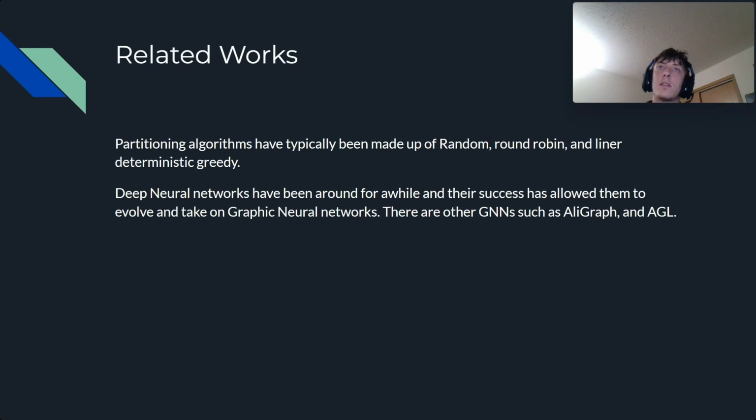Other frameworks that have not been included are AliGraph, which is made up of distributed graph storage and optimized sampling operators. AGL is also a relevant graph neural network that is scalable with good system properties, but does not use GPU acceleration like BGL does.